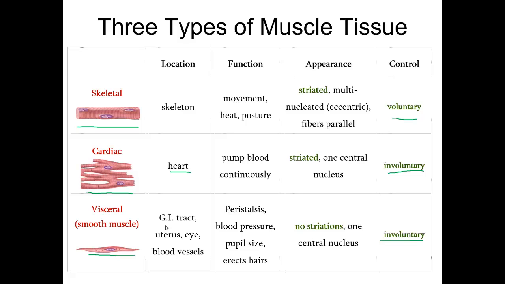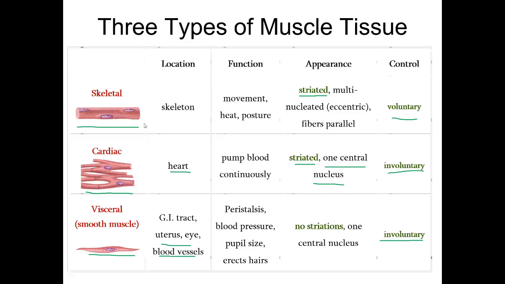In terms of appearance, skeletal muscles and cardiac muscles are striated. Striated means striped appearance. So skeletal muscles and cardiac muscles have a striped appearance, whereas smooth muscles do not have a striped appearance. Another difference between skeletal and cardiac muscles is that skeletal muscles are multinucleated, whereas cardiac muscles only have one central nucleus.